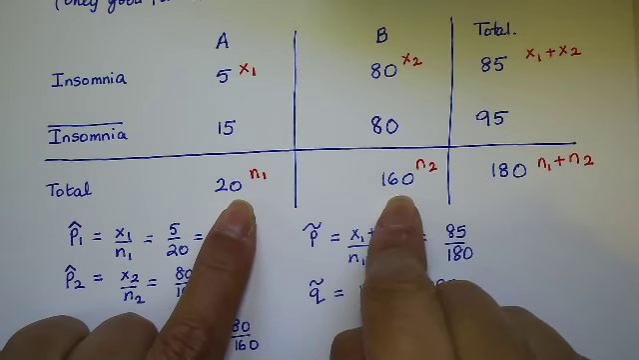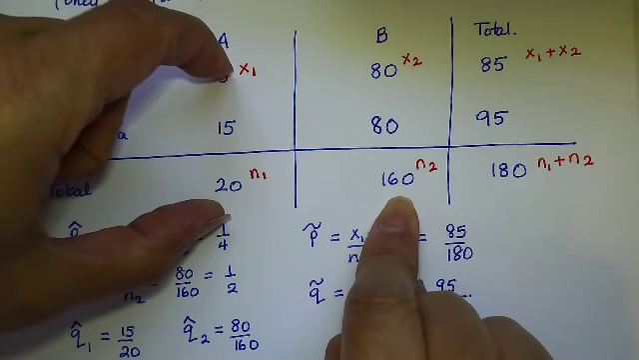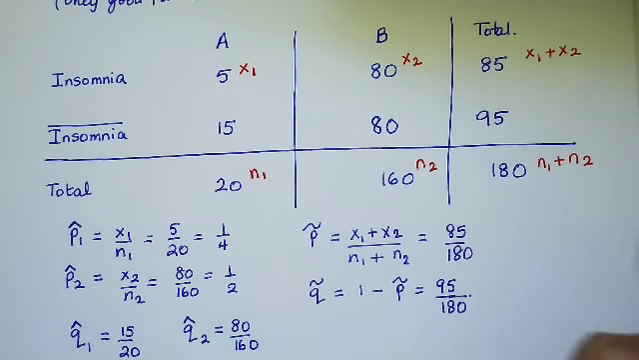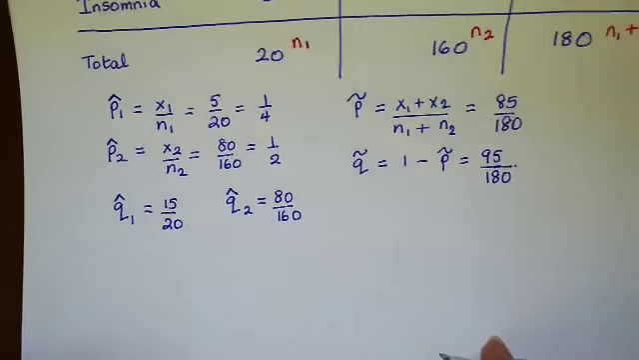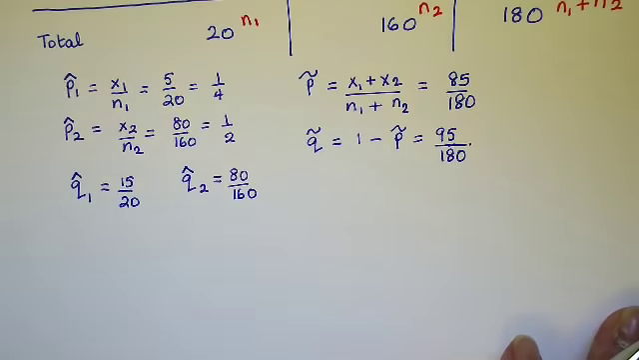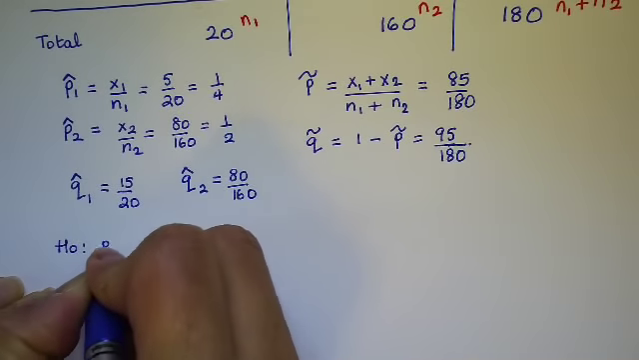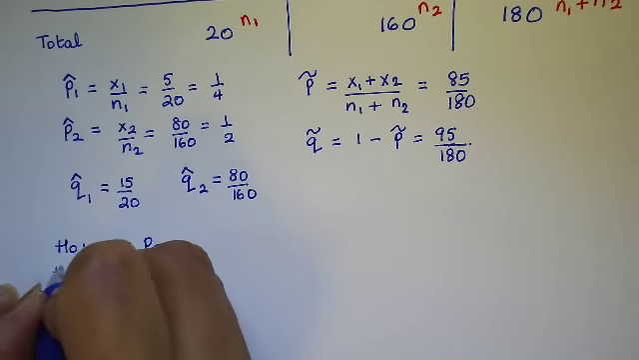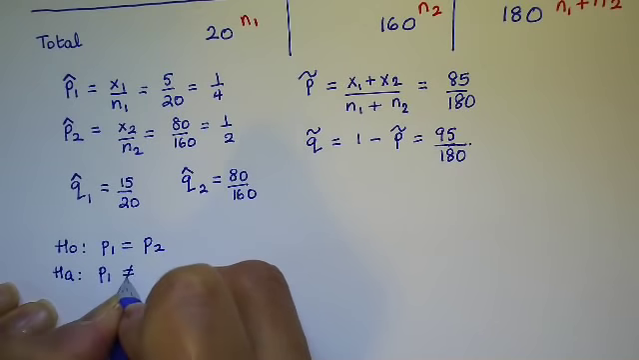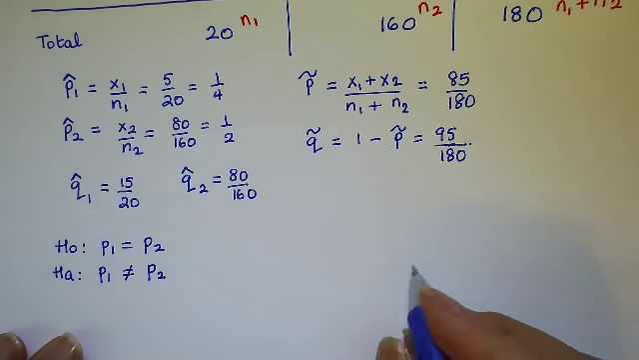So we are interested in seeing if these probabilities for insomnia are the same for these two drugs. Clearly they don't look the same. Here I have 1/4 as the probability of insomnia, and here I have 1/2 as the probability of insomnia. So it's kind of obvious that they're not the same. However, we're looking to demonstrate the normal theory method hypothesis testing. So let's begin. H naught, P1 equals P2, saying that the two probabilities are the same, versus HA, P1 not equal to P2. Let's say I'm doing a two-sided test.